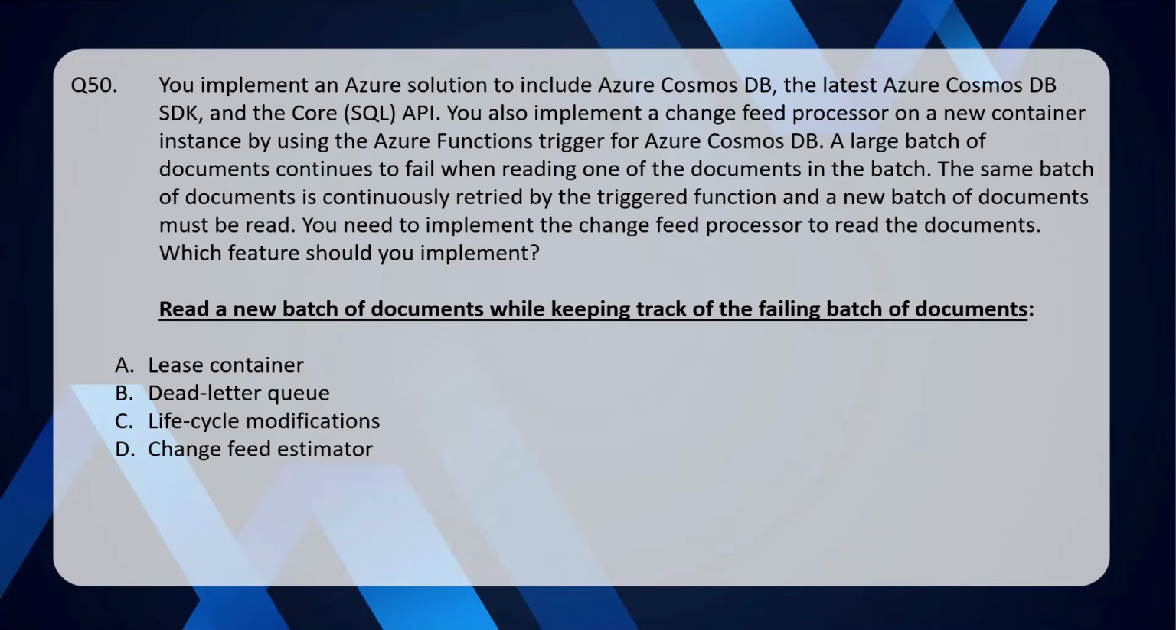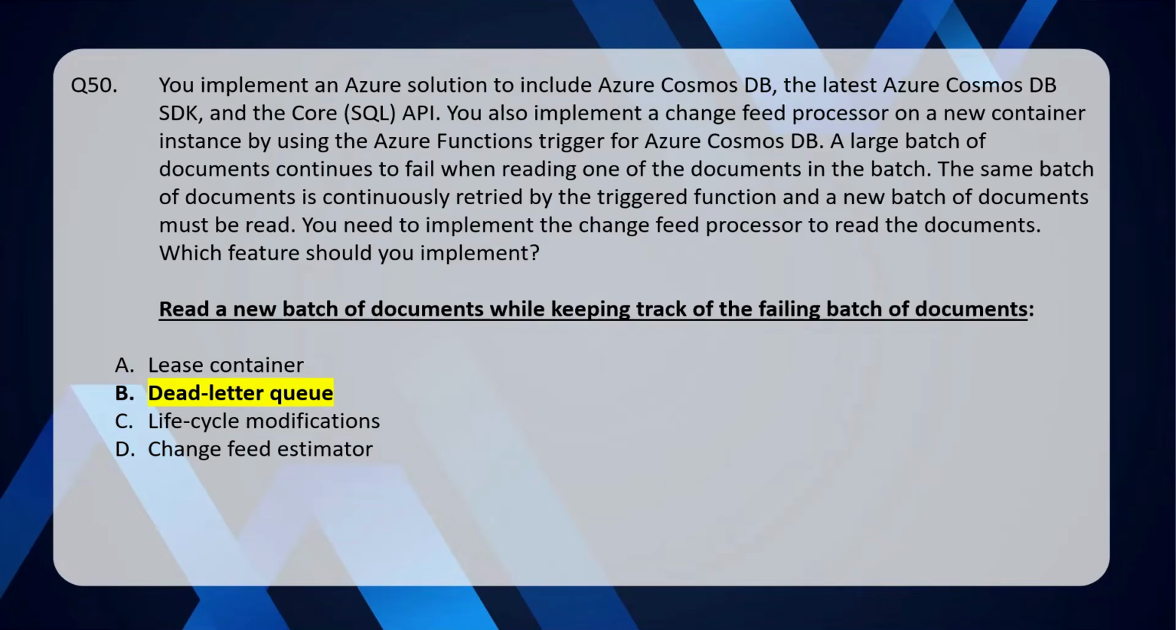Now the first part of the question is talking about reading a new batch of documents while keeping track of the failing batch of documents. Your options are lease container, dead letter queue, lifecycle modifications, change feed estimator. Friends, you want to keep track of failed documents so they don't block the rest of the processing, and they are stored separately in a dead letter queue. Lease container is what the change feed processor uses to maintain state. It tracks the last read position for each partition. And change feed estimator is a feature or API that measures how many items are left to process in the change feed.